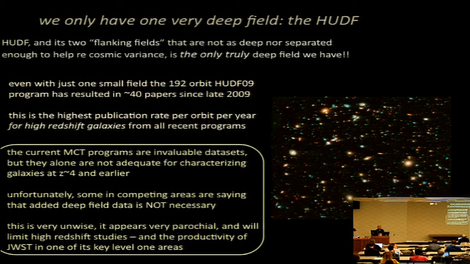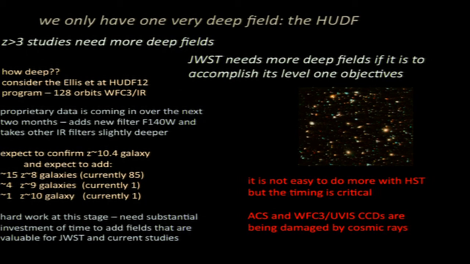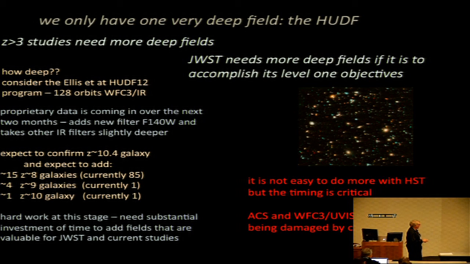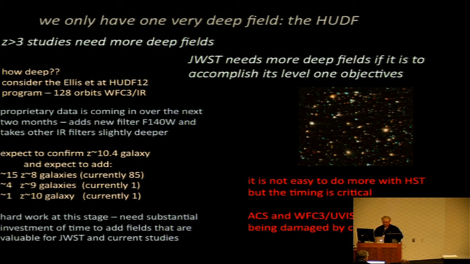And it's hard at this point. Richard Ellis's program is adding 128 orbits in the near infrared. We'd like to add both infrared and optical data. But even with 128 orbits, we're not changing the numbers greatly. This needs a substantial investment. And it's something that I hope the community can come together on and try and use HST in a way that will set things up well for the JWST era.